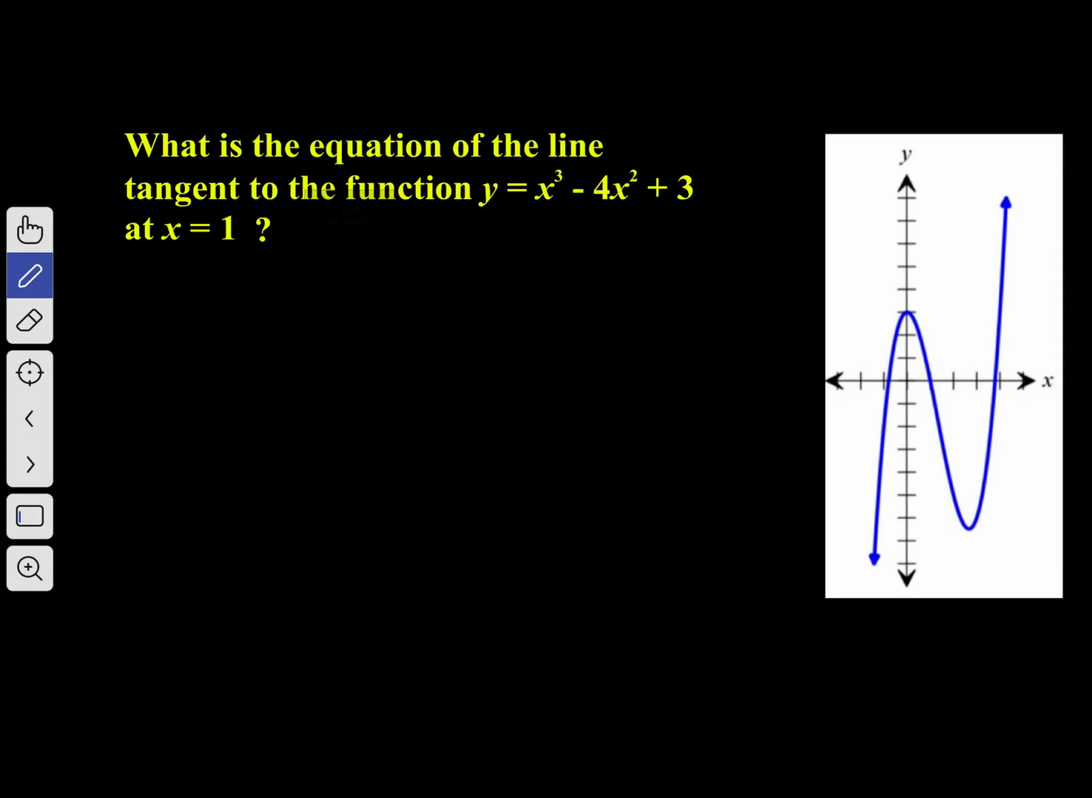Okay, let's continue on. So what is the equation of the line tangent to the function here at an x of 1?